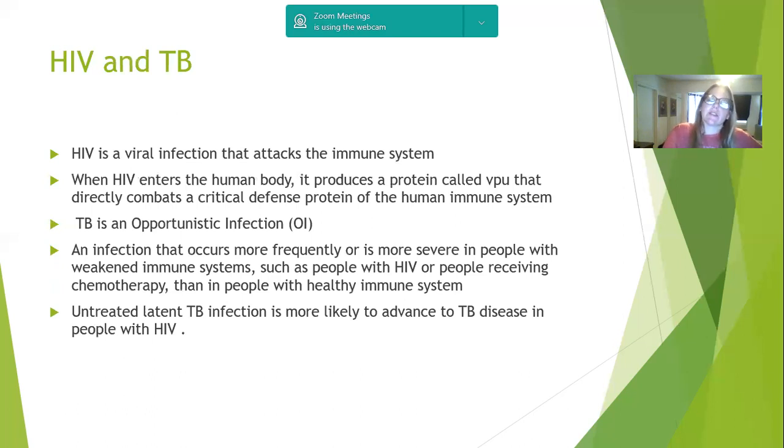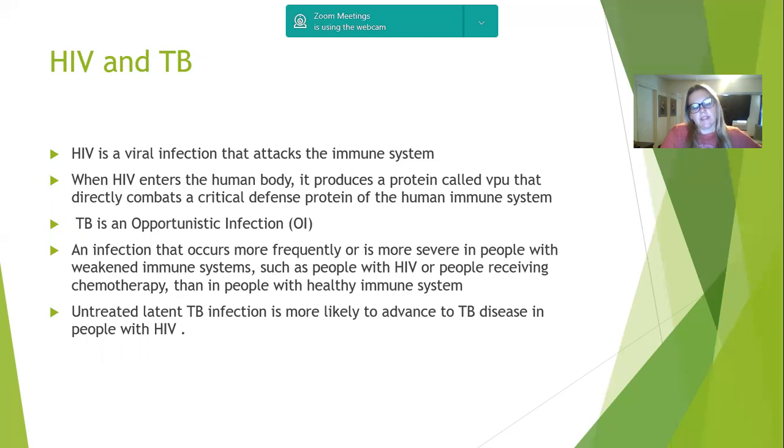I was also curious. I found a lot of research about how people with HIV are more likely to get it, so I did a little bit of research about HIV and why those people are more likely to get it than others. HIV is a viral infection that affects the immune system. When HIV enters the human body, it produces a protein called Vpu that directly combats a critical defense protein of the human immune system.